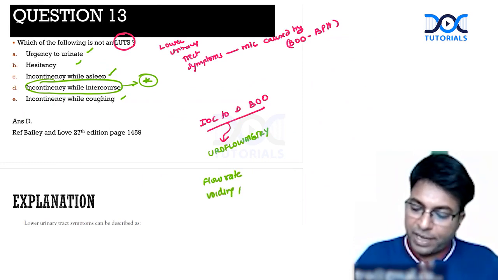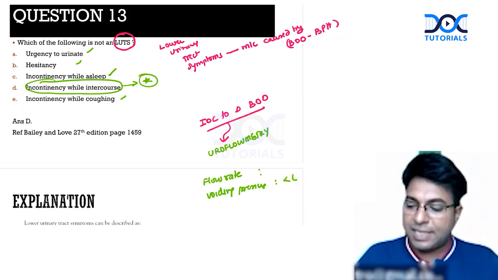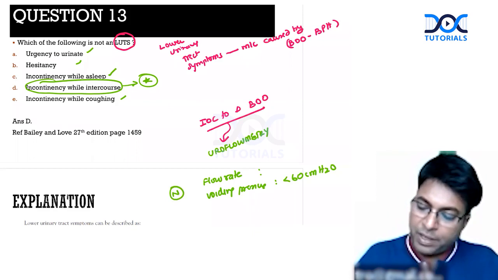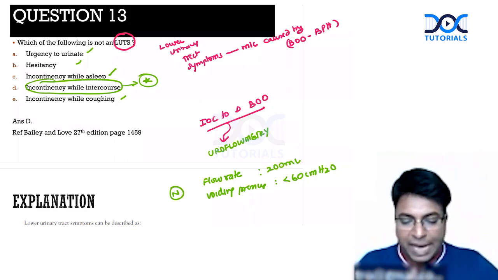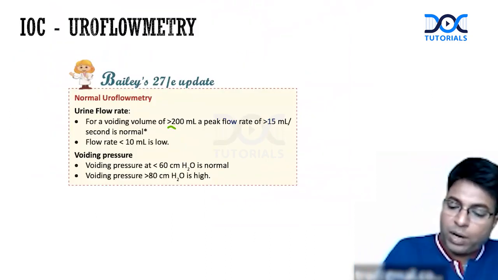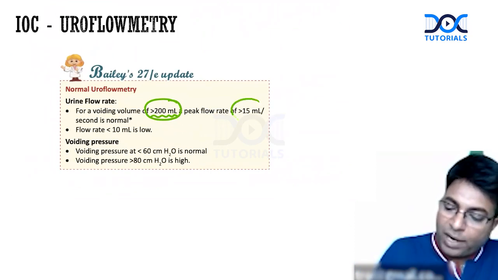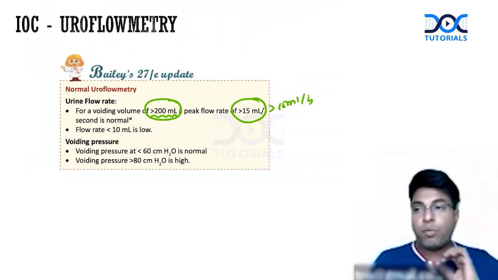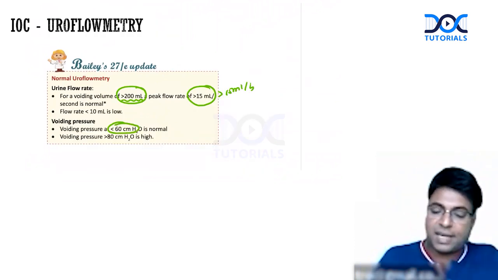What is significant? Can you tell me what is normal? Voiding pressure of less than 60 centimeter water is normal. I'm telling you the normal values. Voiding volume of more than 200 ml is normal. This is a direct table from Bailey and Love. At the time of 200 ml, he should flow at a rate of more than 15 ml per second. And similarly, voiding pressure should be less than 60 centimeter water.